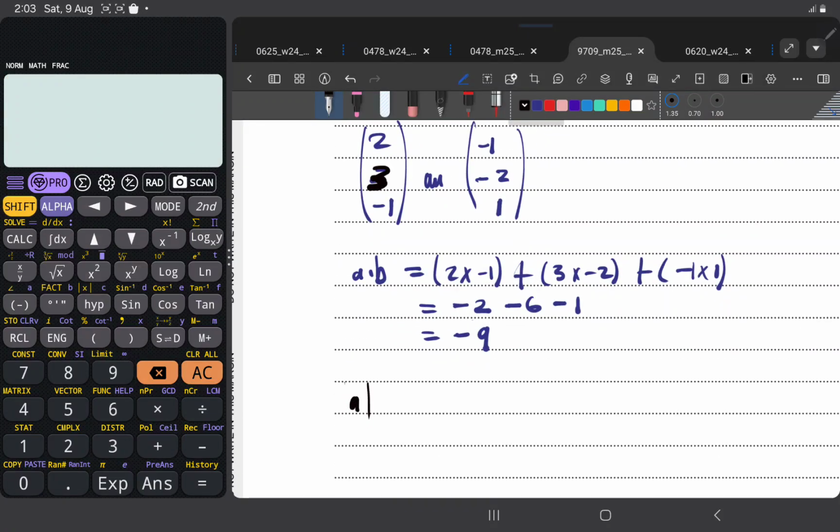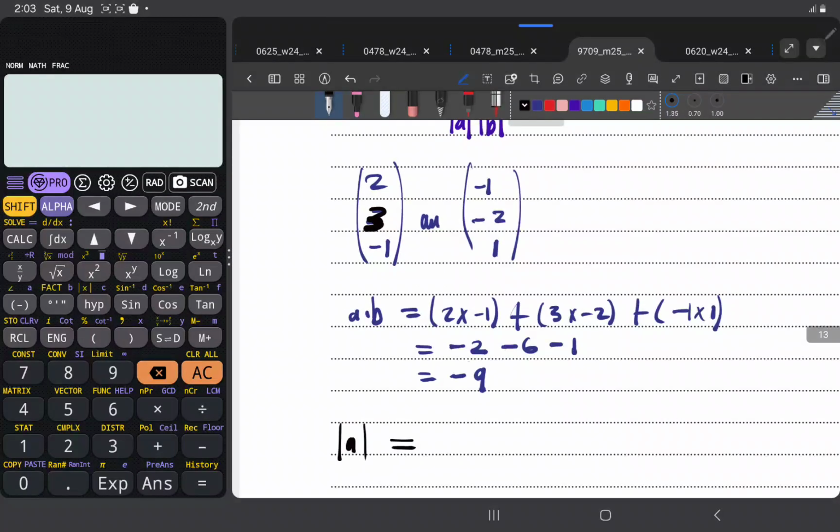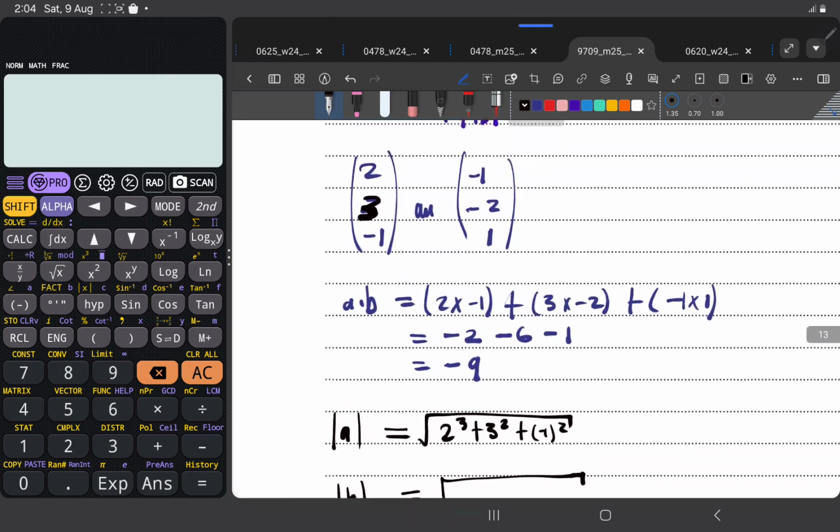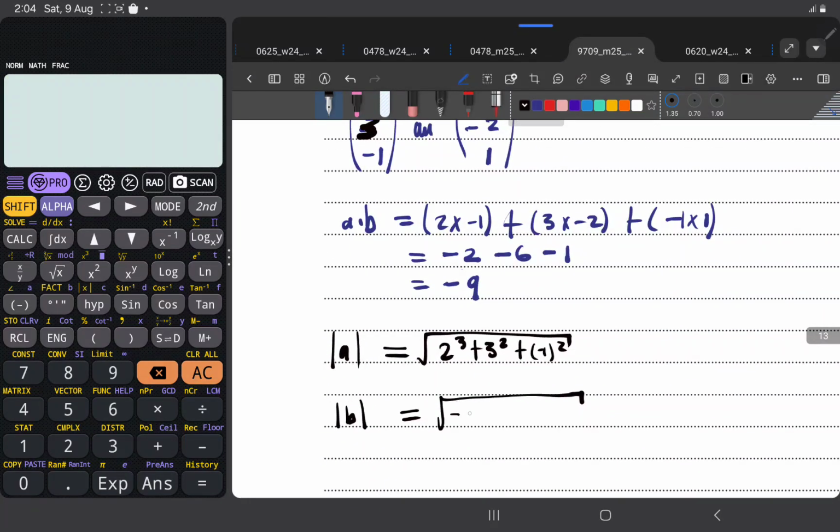Then you're going to say, what is the modulus of A? This is going to be equal to the modulus of this first one. This is going to be square root of 2 squared plus 3 squared plus negative 1 all squared. Then what is the modulus of B? This is equal to the square root of negative 1 squared plus negative 2 all squared plus 1 all squared.